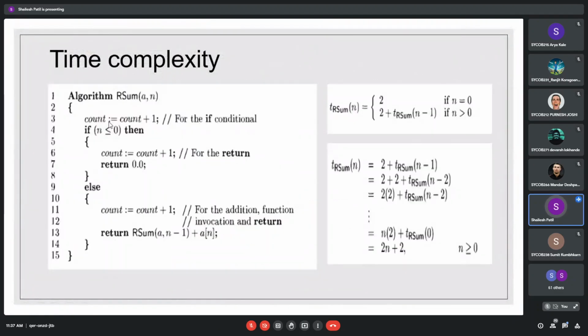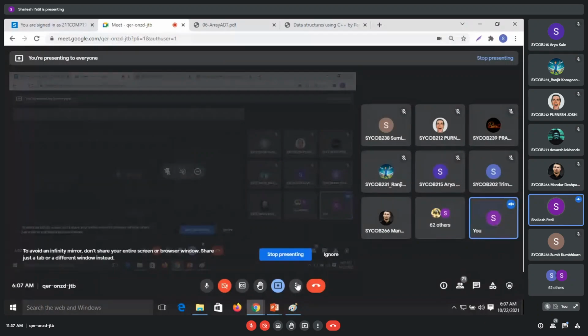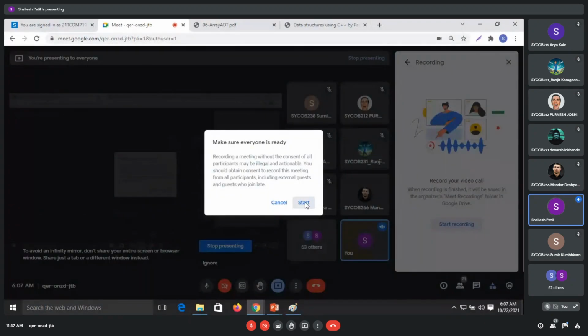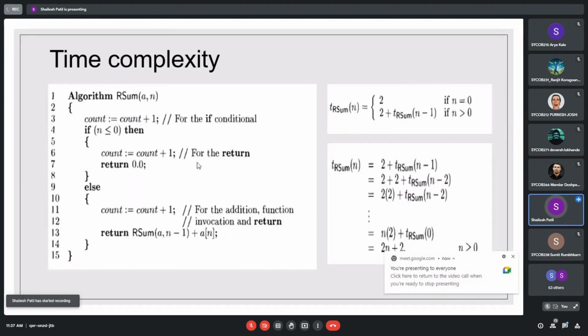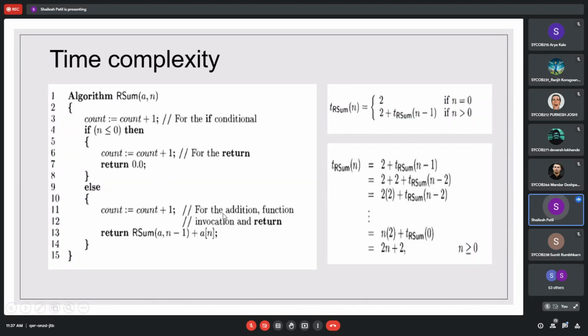Already we have gone through all these things. There are two ways we have seen to calculate the time complexity. One way is to introduce a count variable, and the second way is to build a table. On the basis of that table we are going to calculate the complexity. So these are the two ways to calculate the complexity. Any doubt in both of the ways?